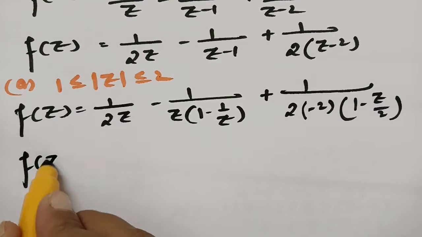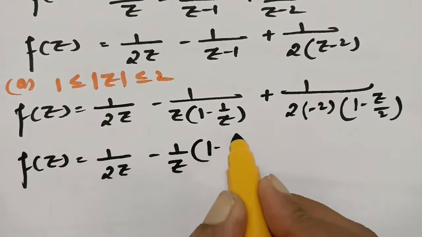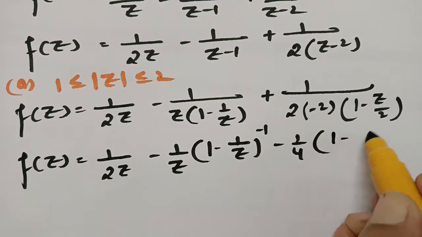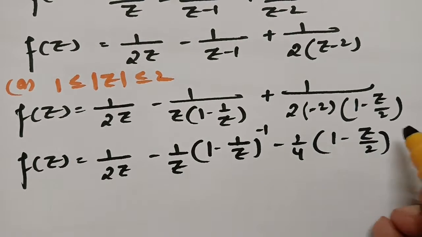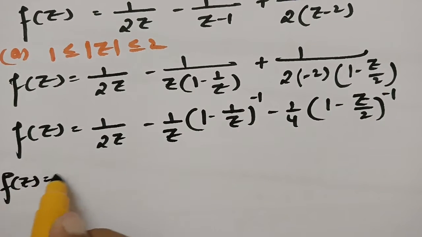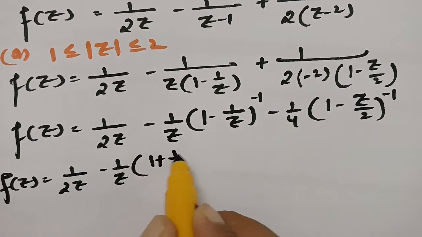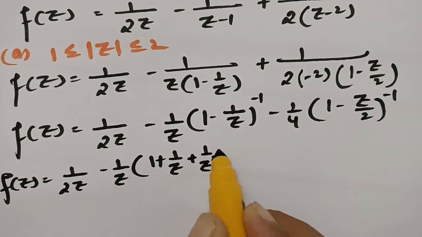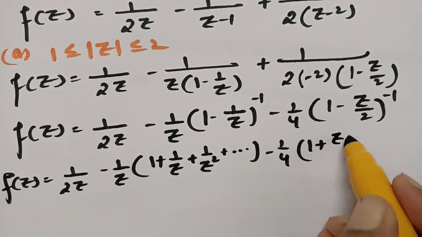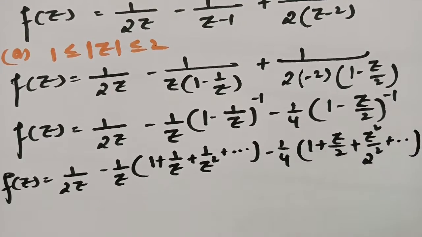So f of z here is 1 by 2z minus 1 by z into 1 by z inverse. So this is minus 1 by 4 times, if I send it to the numerator, this is 1 minus z by 2 inverse. Now I am going to expand this one. So f of z can be written as 1 by 2z minus 1 by z times 1 plus 1 by z plus 1 by z square plus and so on. Here 1 by 4 times 1 plus z by 2 plus z square by 2 square plus and so on.